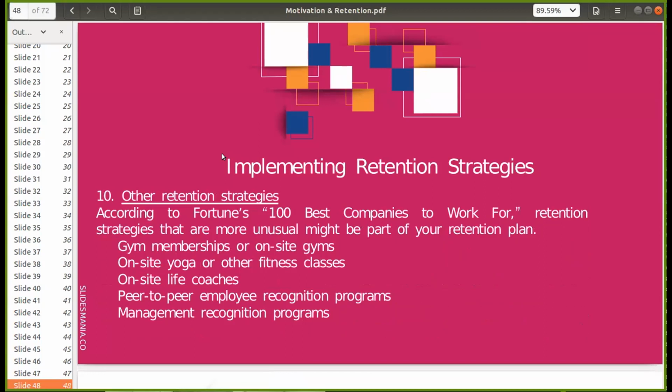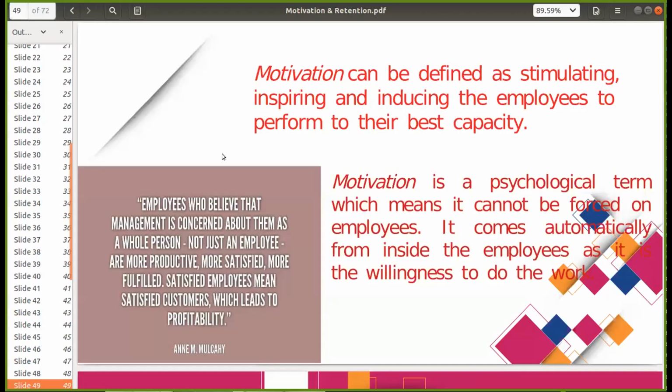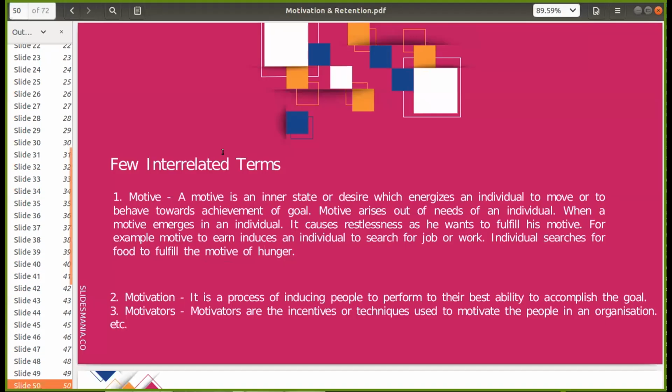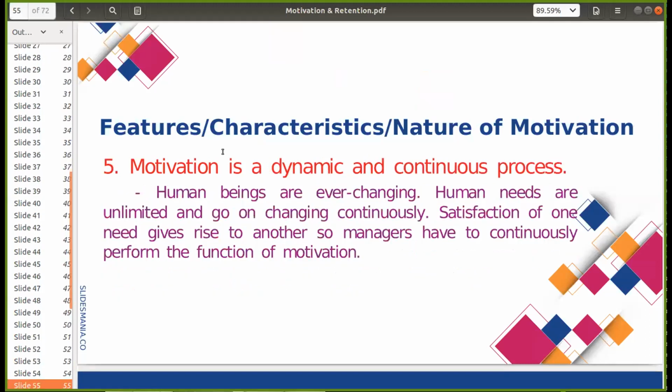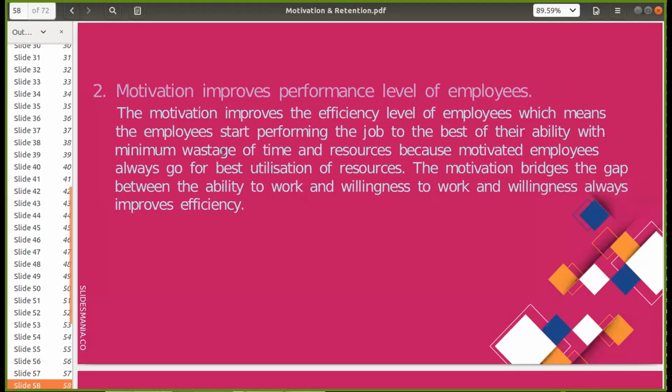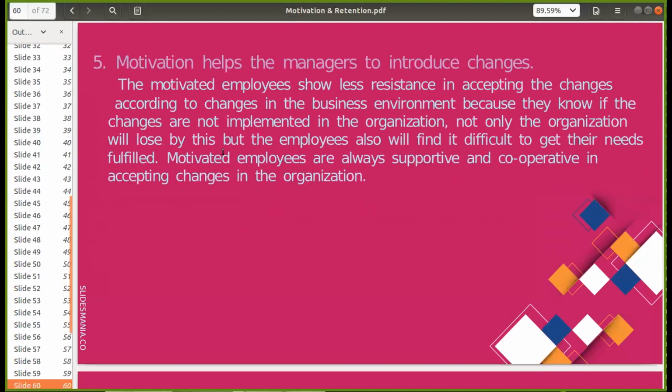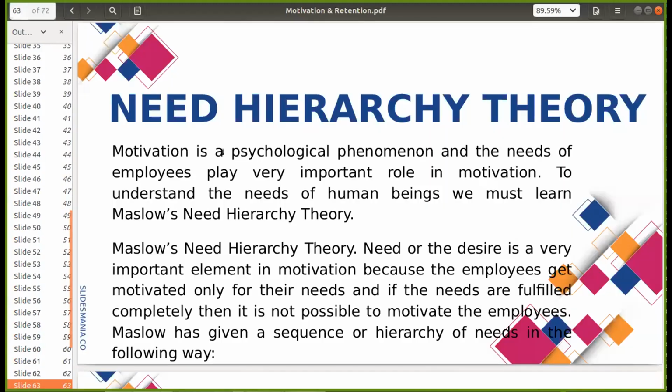And other retention strategies. For this, we have mga gym membership, na kanya-kanya na yan, depende na yun sa company. On-site yoga, on-site life coach, peer-to-peer employee recognition program like employee of the month, rookie of the year, ganyan. Management recognition programs. So class itong part na to, basahin nyo na lang kasi easy to understand. So pakibasa to kasi iba dito ay na-discuss na rin natin.